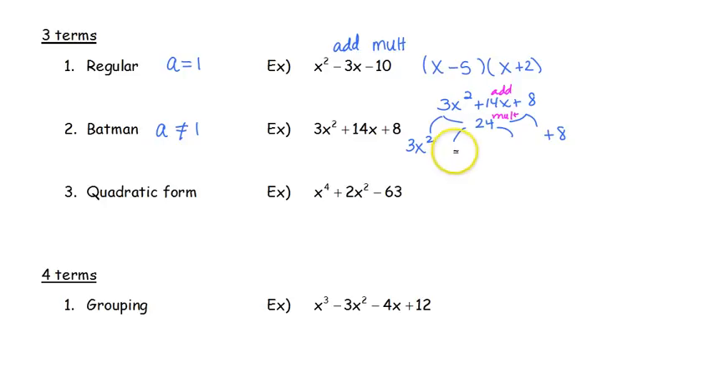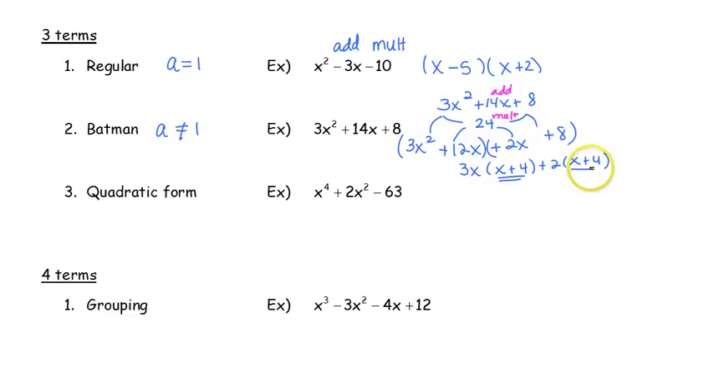Those numbers are 12 and 2. We double check that. 12 times 2 is 24. 12 plus 2 gives us 14. Then we group the first two, we group the second two, we pull the GCFs out. So the GCF out here is 3x. We are left with x plus 4. The GCF in the second piece is 2. We're left with x plus 4.